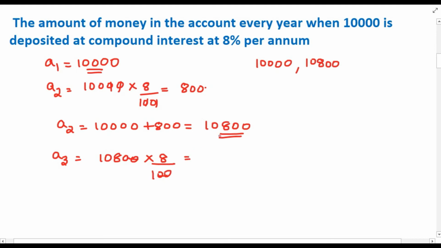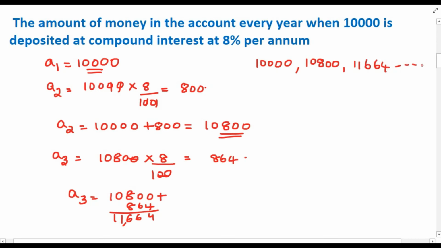So we have, when you multiply 108 into 8, we have 864. Now the third term will be 10,800 plus 864, which is equal to 11,664. So this is the first term, second term, third term.